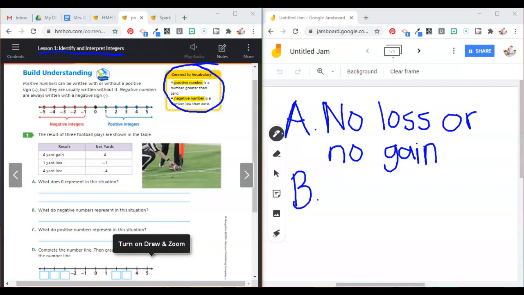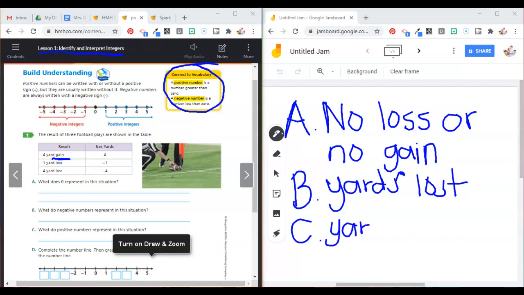Now if we look at B, B says, what do negative numbers represent in this situation? If we look up here at the table, the negative numbers are -1 and -4. Those represent yards lost. So we're going to write yards lost next to B. Now for C, we're doing the opposite. Instead of finding negative, we're going to do positive. So what do positive numbers represent in this situation? If you look over here at the chart, the positive numbers represent yards gained. So for C, we're going to write yards gained.